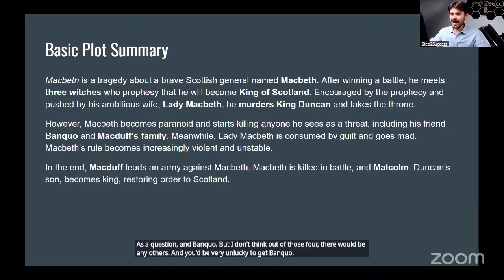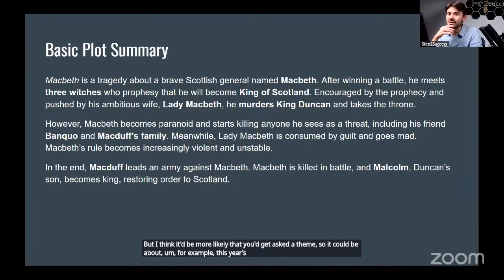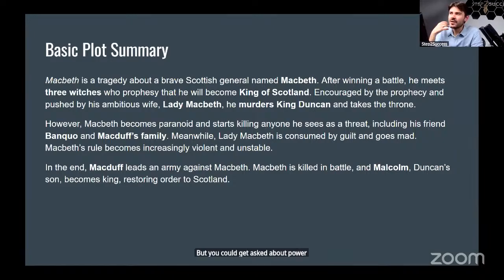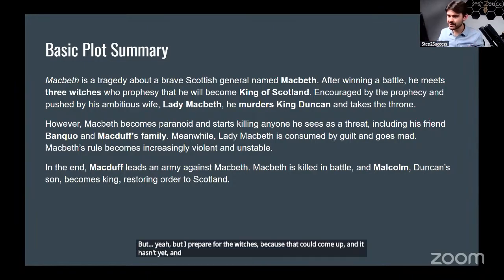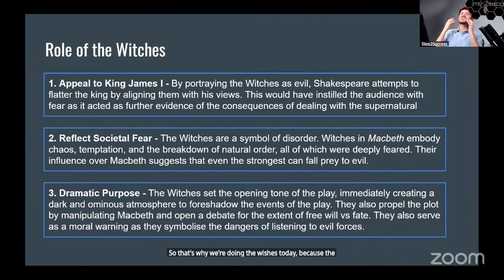But I think it'd be more likely that you get asked theme. So it could be about, for example, this year's question was about how ambition is shown in Macbeth, but you could get asked about power or guilt or duality. But I prepare for the witches because that could come up and it hasn't yet. And they have been named on the syllabus as a character, or a set of characters, that could come up. So that's why we're doing the witches today, because the witches start the play.